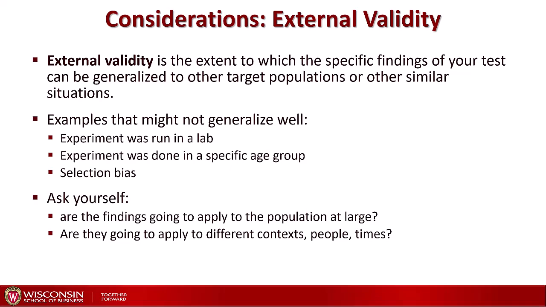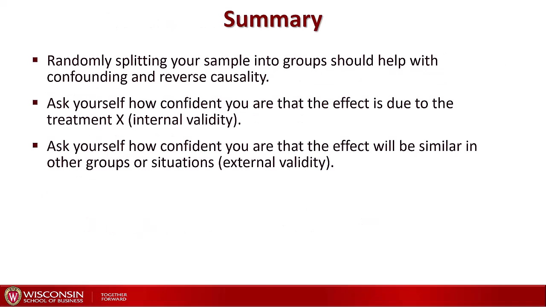This is external validity. To summarize, randomly splitting your sample into groups to run an A/B test should help with confounding and reverse causality. But always ask yourself, how confident are you that the effect is due to the treatment? This is internal validity. And then ask yourself, how confident are you that the effect will be similar in other groups or situations? This is external validity. It's about generalizing the findings.